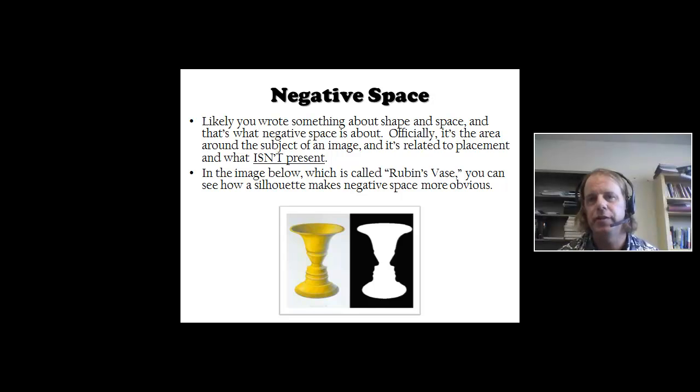So in the Zaption quiz that came up, you likely wrote something about shape and space, and that's really what negative space is all about. Officially, it's the area around the subject of an image, and it's related to the placement and what isn't present. So as you can notice, when you sort of black things out here, faces actually emerge. And so negative space really helps you think about interesting notions of design, and you often see this in logos.